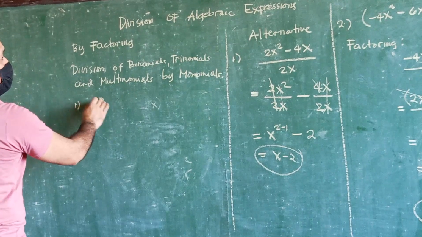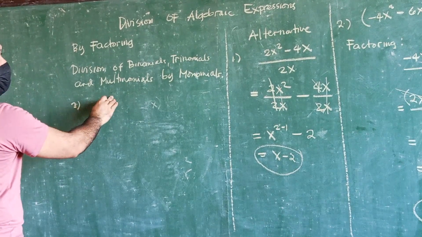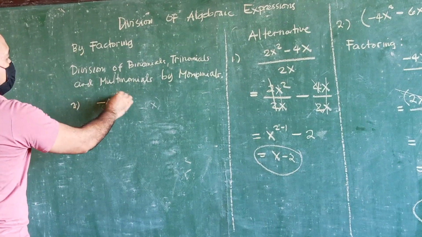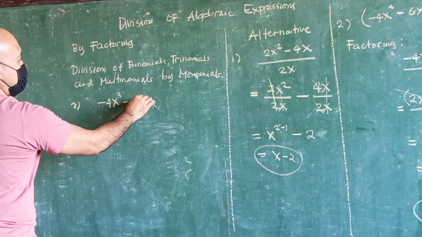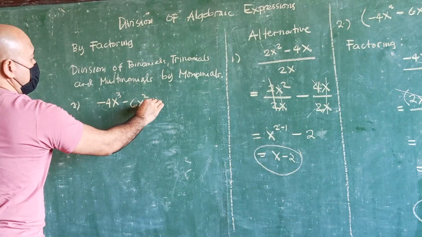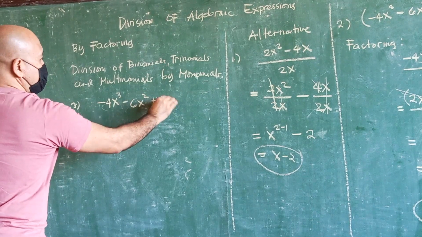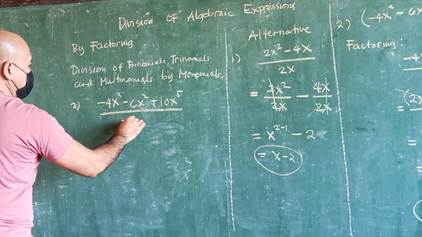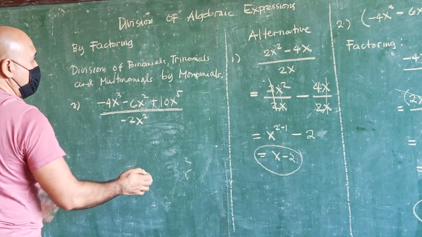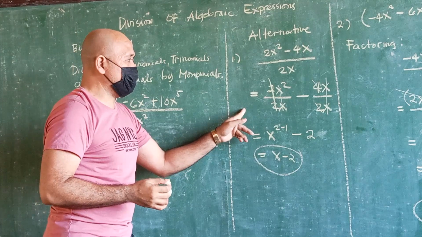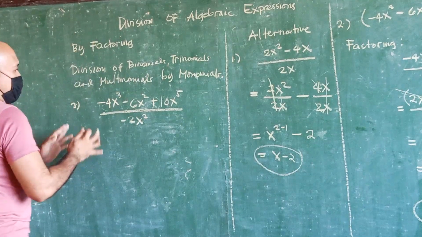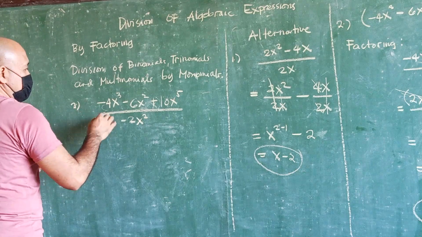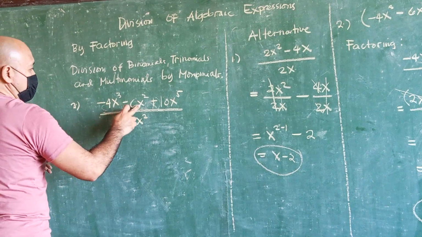For example, for that part, you just have to rewrite negative 4x cubed and then minus 6x squared and then plus 10x raised to the power of 5 over negative 2x squared. And like what we did here for the alternative, you break this one into three fractions. There are three fractions now because the dividend has three terms.